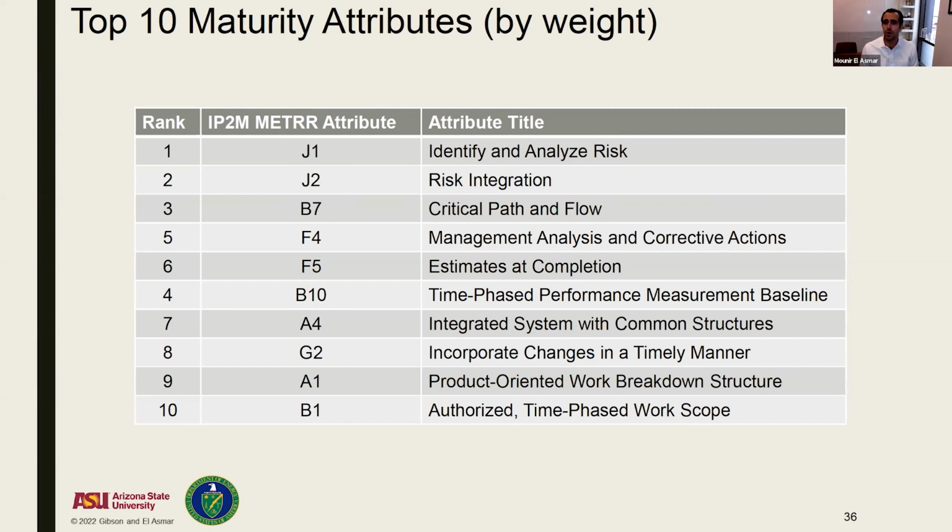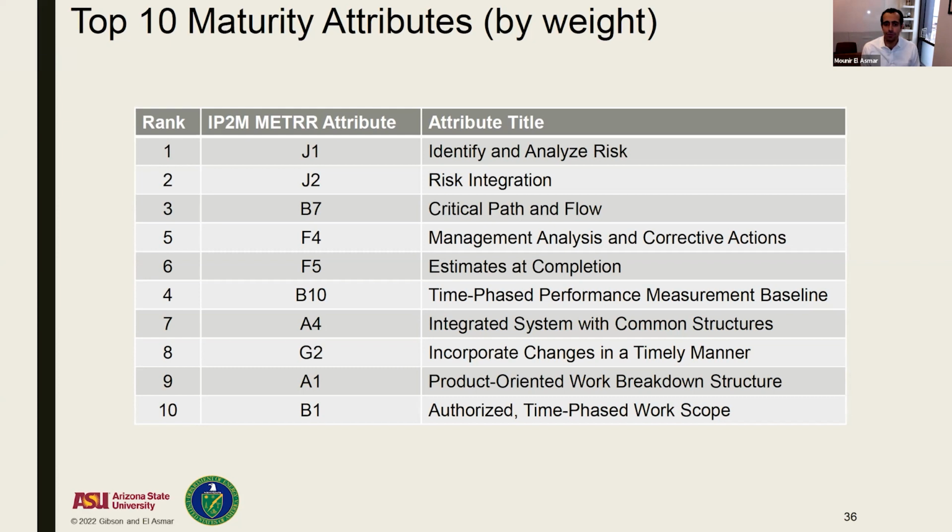J1 and J2 are around risk, identify and analyze risk, and also risk integration. The sub-process around risk was an addition that we've put together as part of this project. I don't think it was a guideline of sorts in some of the literature that we saw, but the team felt that was very important to add. And indeed, the weights of these were really high.